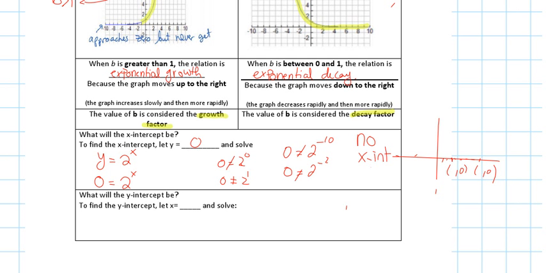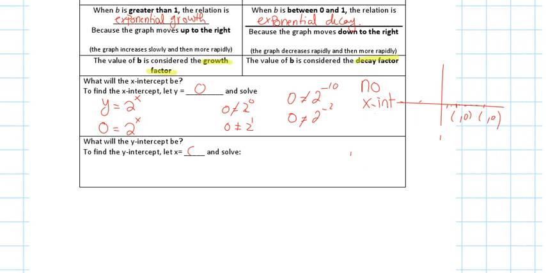How about the y-intercept? When I find the y-intercept, what do I set equal to 0? x equals 0. So if I do the y-intercept, y equals 2 to the power of 0. What's 2 to the power of 0? 1. So my y-intercept is 1. How about for the second equation? 0.5 to the power of 0 is 1. It is always going to be 1 if I don't have an initial value. What's my initial value here? 1. And that's why it's 1.